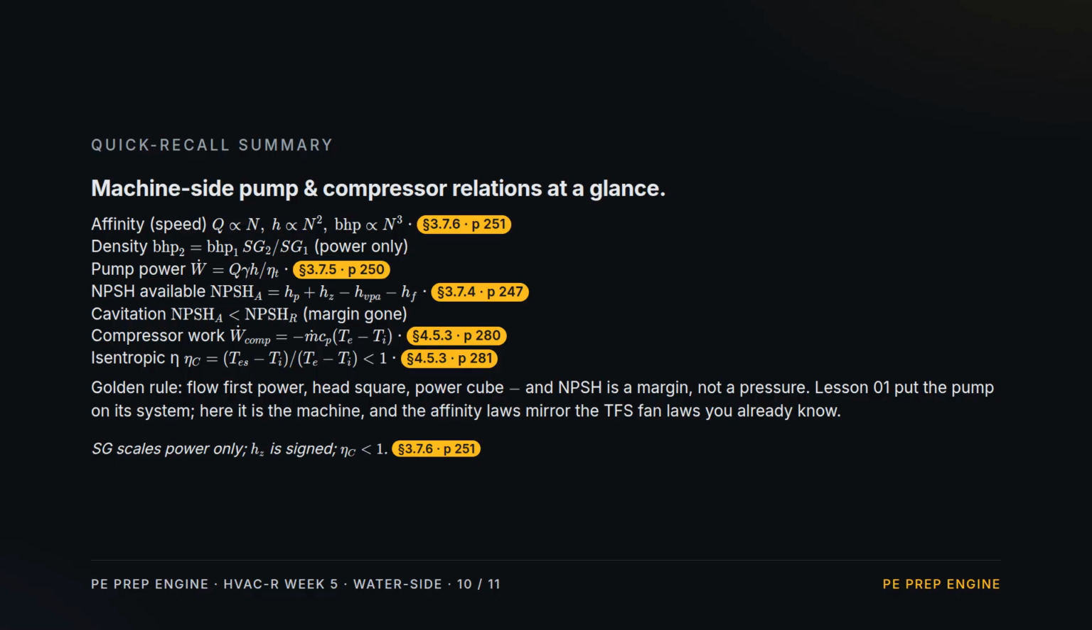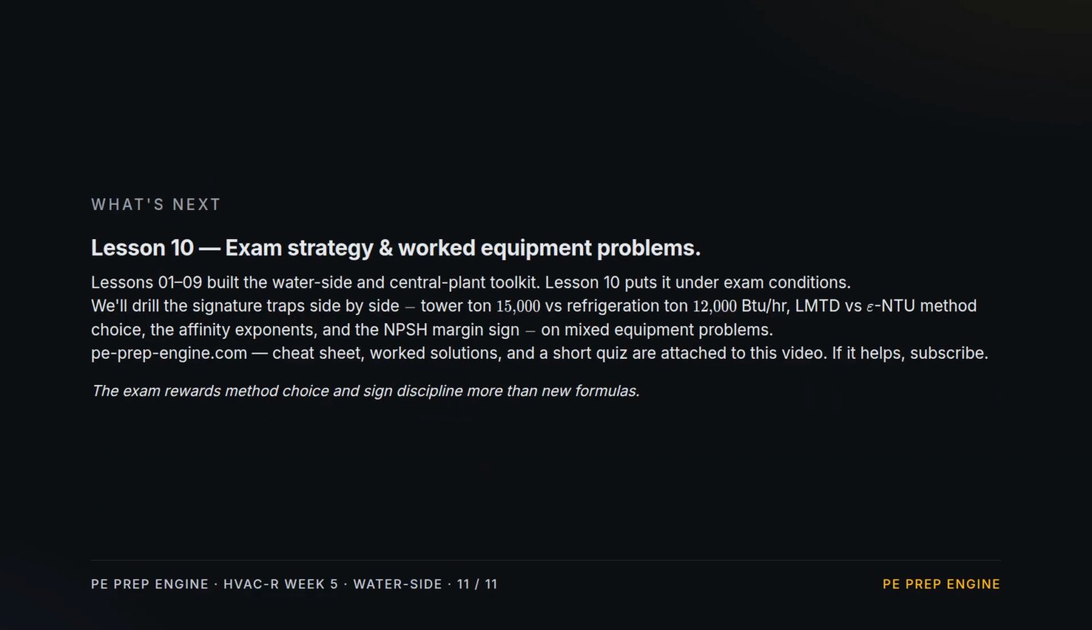Lesson 1, put the pump on its system. Here it's the machine, and the affinity laws mirror the fan laws you already know. Next up, Lesson 10, exam strategy and worked equipment problems. We'll drill the signature traps side by side, the 15,000 tower ton versus the 12,000 refrigeration ton. LMTD versus effectiveness NTU method choice. The affinity exponents, and the NPSH margin sign, all on mixed equipment problems.